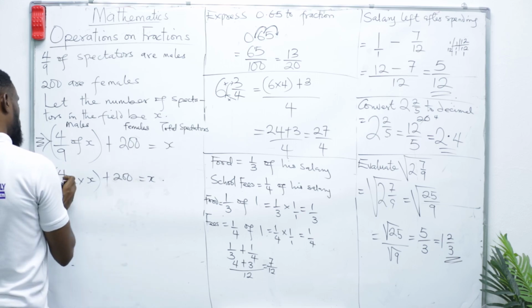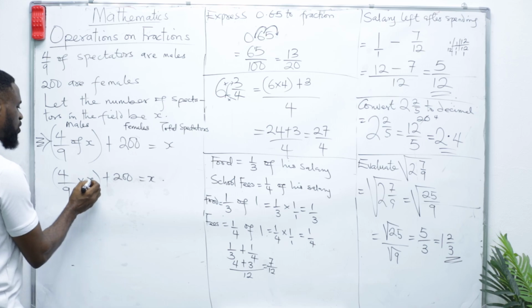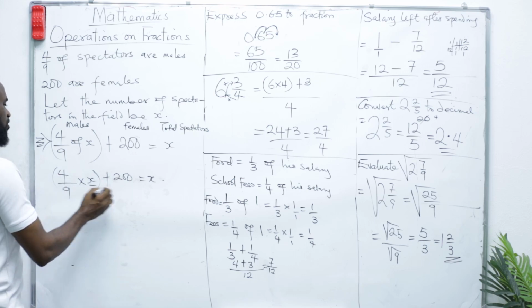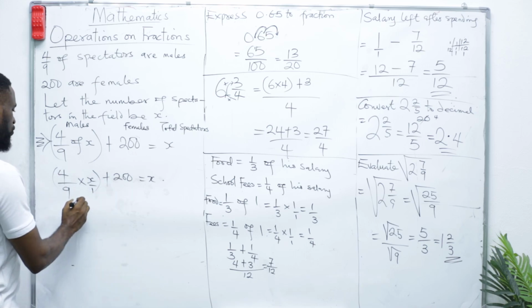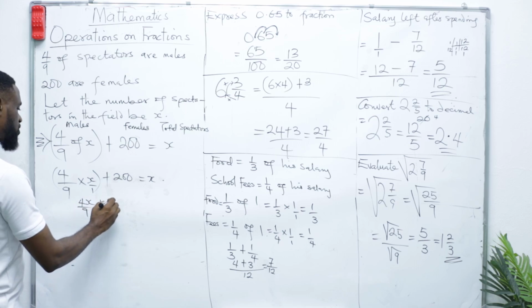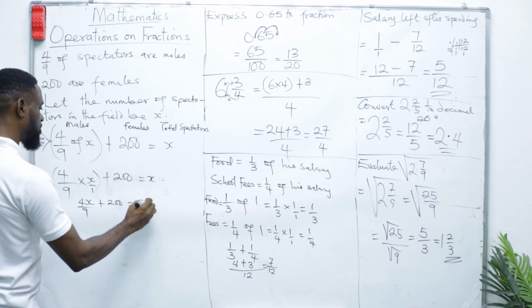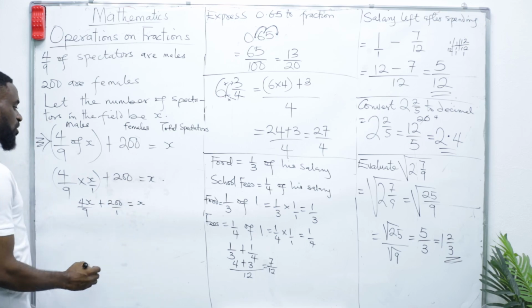So this will be this over 1. Remember the rule of multiplication: numerator, numerator, denominator, denominator. So this will be equal to 4x over 9 plus 200 is equal to x. So this will be over 1. Do you understand the point now?